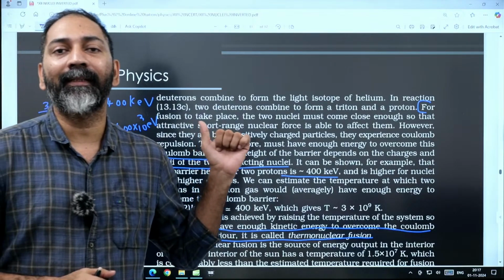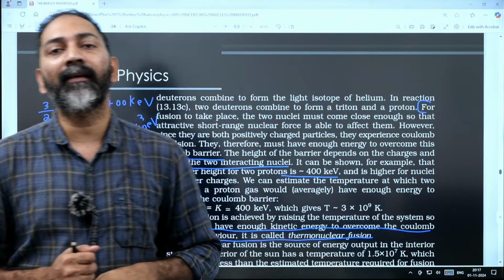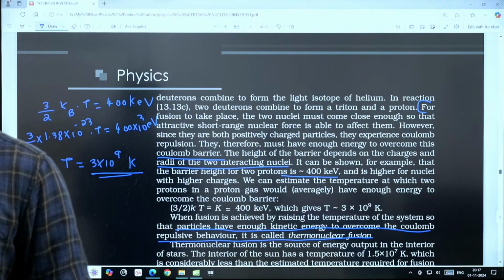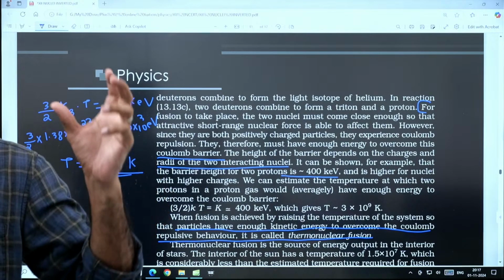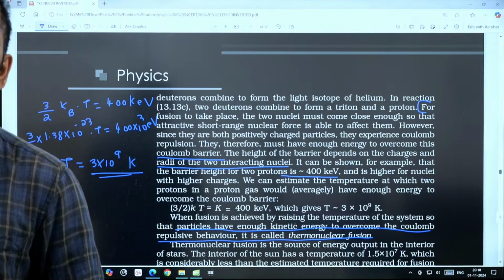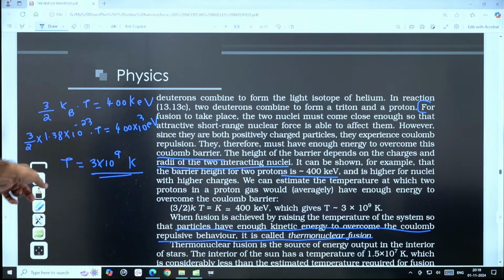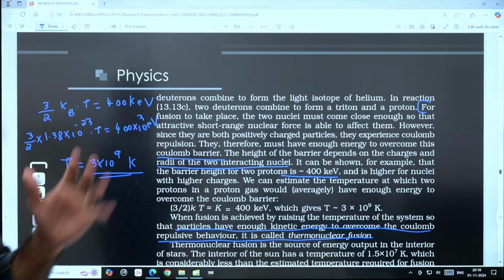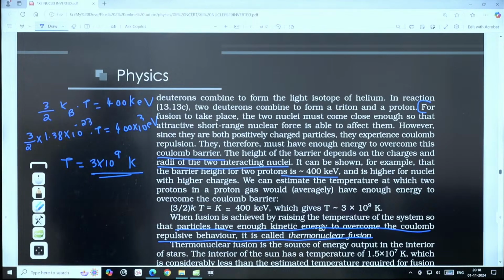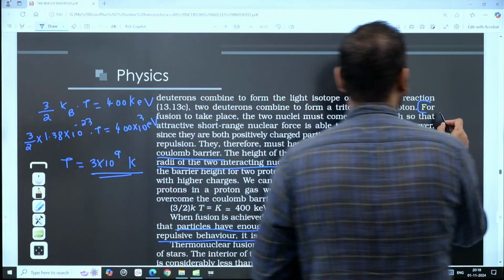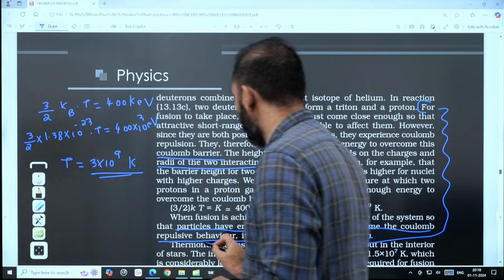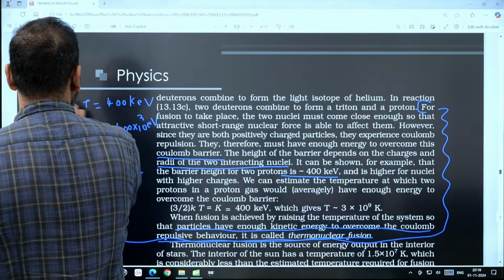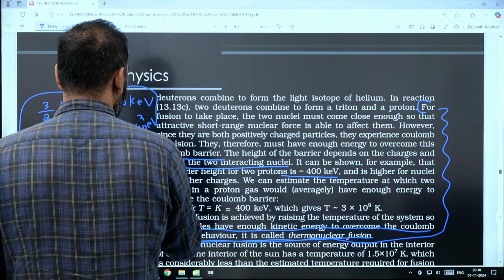How am I calculating that? 3/2 kBT is equal to 400 kilo electron volt, and I am substituting for T, the temperature. And my answer is 3 × 10^9 Kelvin, which is a huge temperature. So fusion occurs only at a very high temperature. These lines are very important, including this calculation, for your board and also entrance.